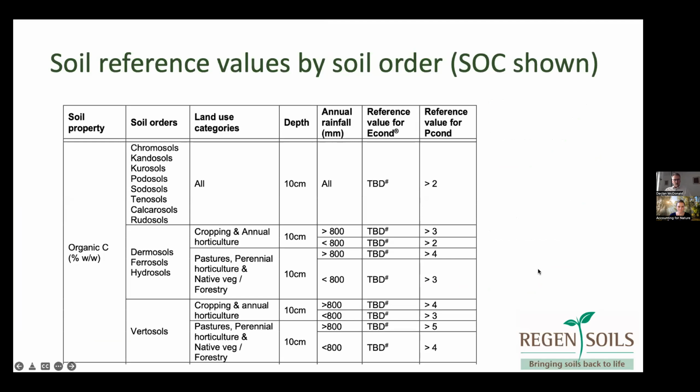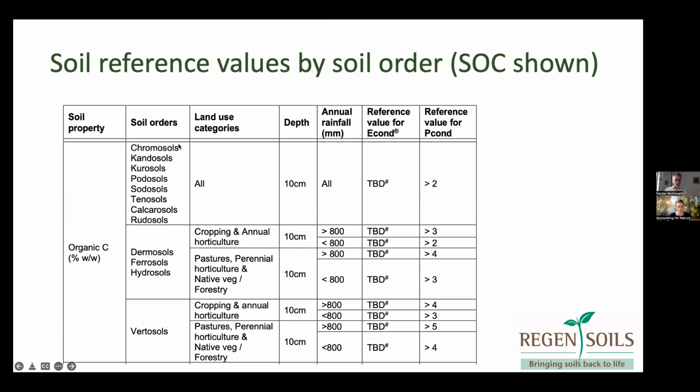So I mentioned before we have to come up with reference values by soil order. This is just a snippet taken from the method that looks at, in this case, just organic carbon, but we have the same for pH, EC, phosphorus, and ground cover. The soil orders here will have slightly different target values based on the land use, the soil depth, the annual rainfall, and this column here is reference values for the econd, and TBD is to be determined, because that's going to be different really for every site that we look at.